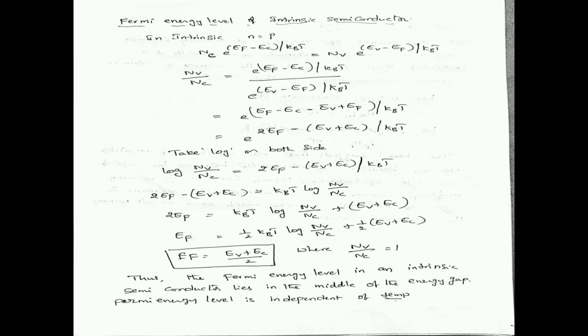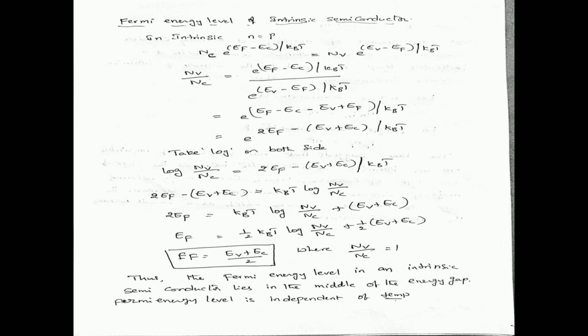Next topic, Fermi energy level of intrinsic semiconductor. In an intrinsic semiconductor, generally the Fermi energy level lies in between the valence band and the conduction band. We will prove that the Fermi energy level lies in between the valence band and the conduction band in an intrinsic semiconductor.